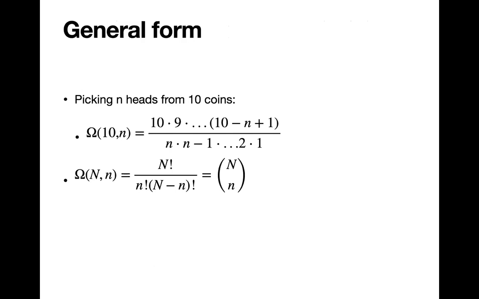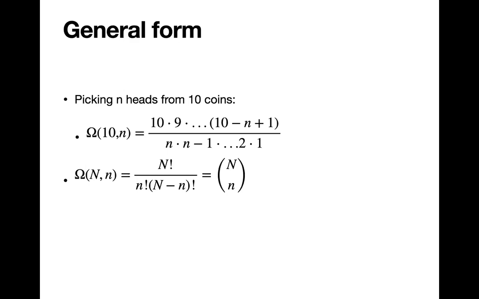Okay, so making this more general. Omega is the multiplicity of, so I have 10 coins, choose n of them to be heads. I would say 10 times 9 times, and then I go down until I get to 10 minus n plus 1. And then on the bottom, I do n times n minus 1 times n minus 2 down times 2 times 1. Right, so now factorial is you start with the number and you multiply it by all the integers smaller than that until you get to 1.